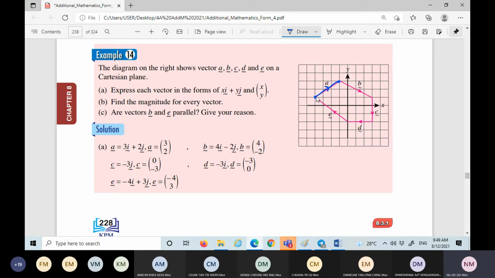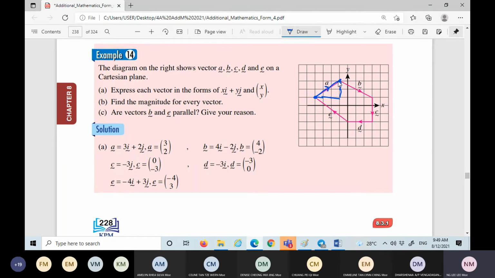Let's start. From this point to reach this point, for the x direction you have no choice, you must go to the right. So go to the right, 1, 2, 3. Therefore it's positive 3i. After that go up 1, 2. Therefore it's positive 2j. So it's 3i plus 2j. Then you write it in the column vector.